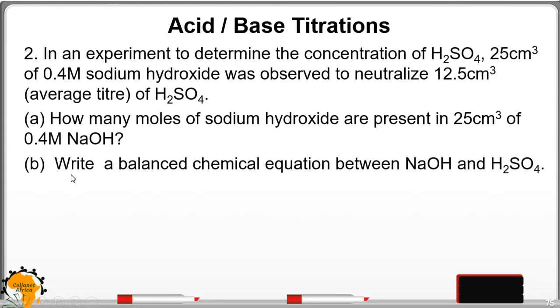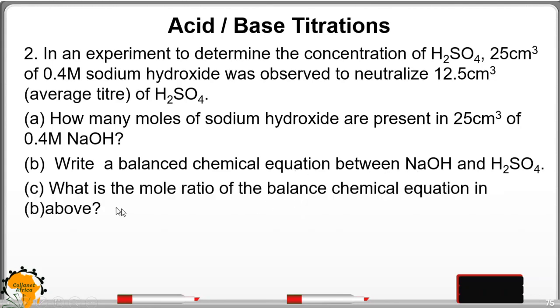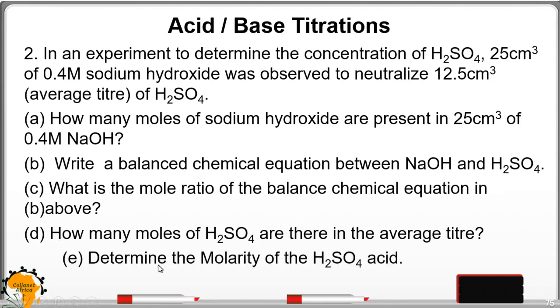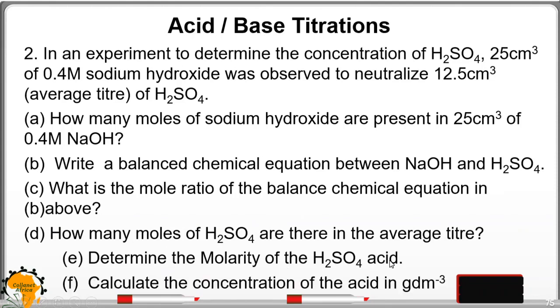B, write a balanced chemical equation between sodium hydroxide and sulfuric acid. C, what is the mole ratio of the balanced chemical equation in B above? D, how many moles of sulfuric acid are there in the average titer? Then E, determine the molarity of sulfuric acid. F, calculate the concentration of the acid in grams per decimeter cubed.